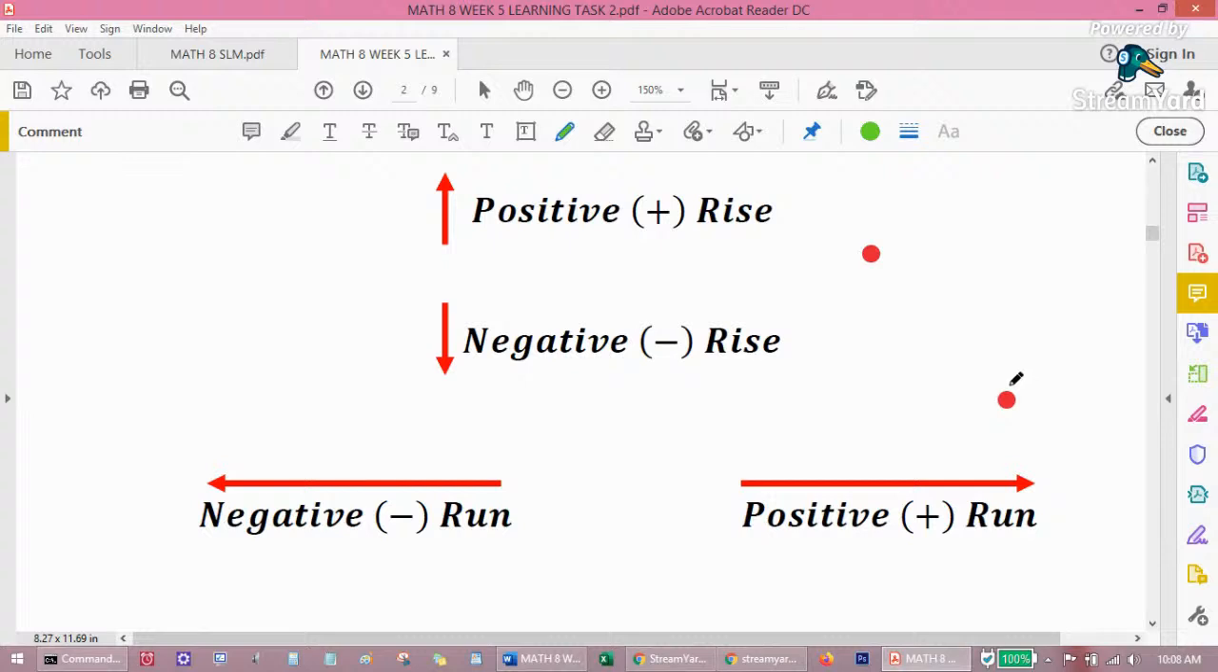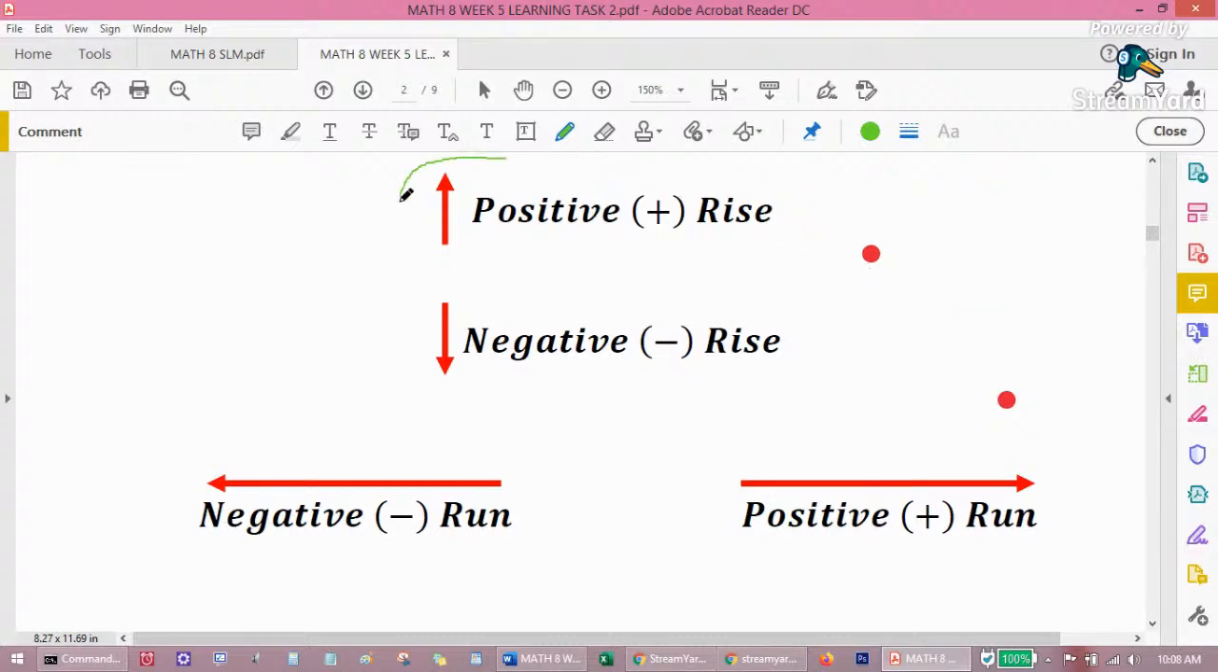Dito naman tayo nagsimula, umakyat tayo, rise is positive, and then rise is positive, umakyat siya, and then tumigil siya dito, and then para makarating dito sa point na to, kailangan natin pumunta sa kaliwa. So since pumunta tayo sa kaliwa, that is a negative run. Okay?